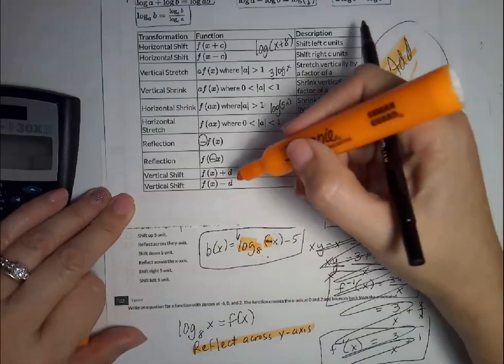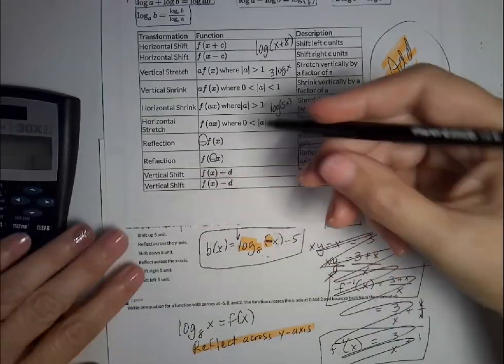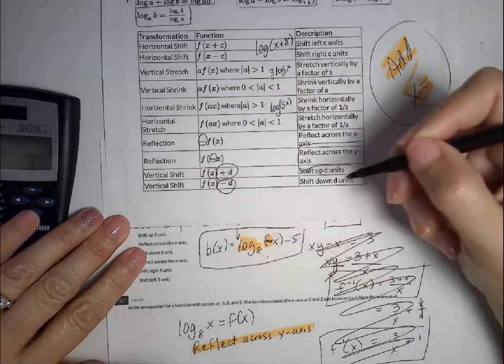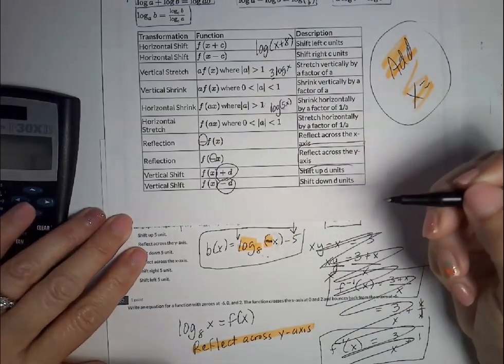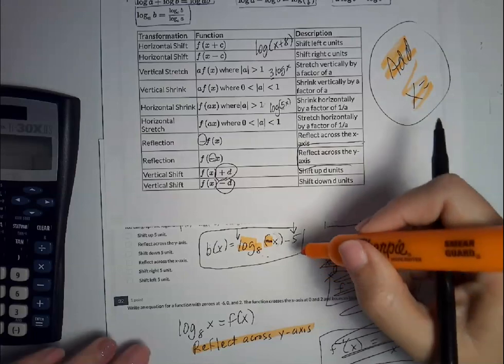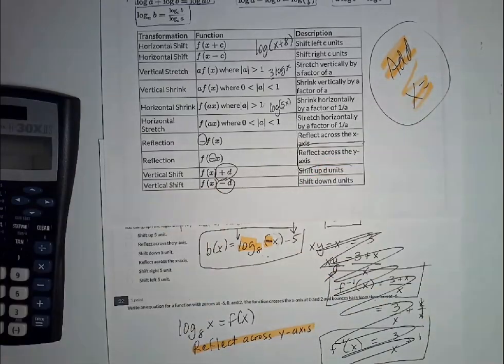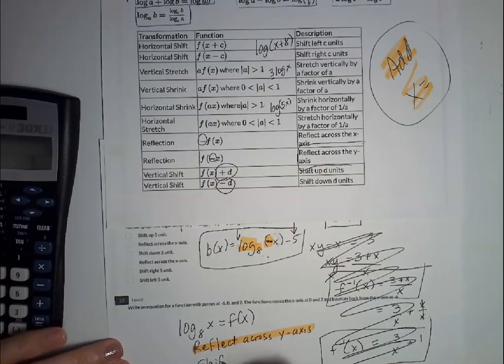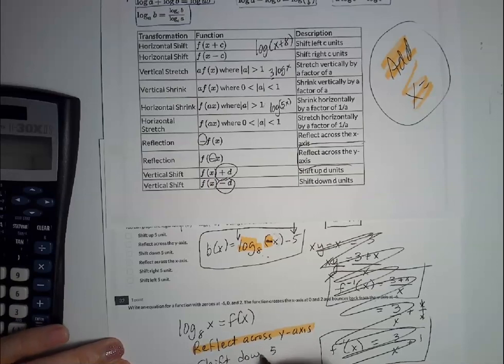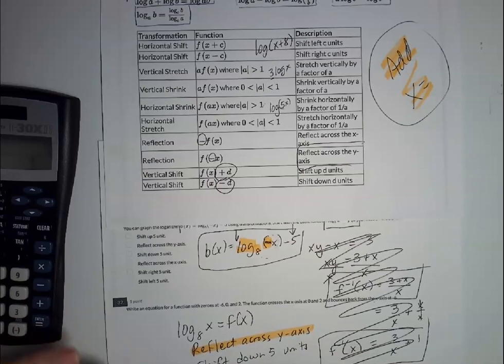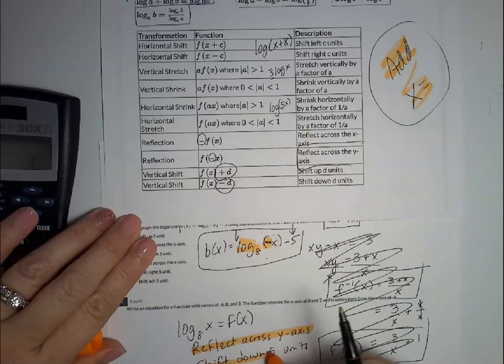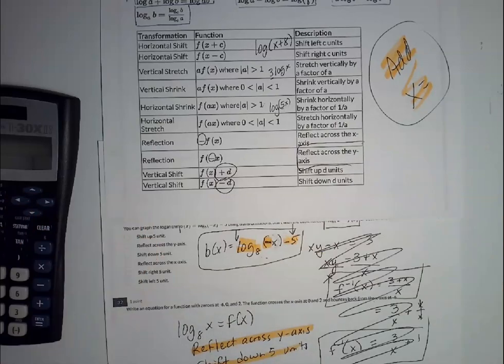So now we want to keep going. Do we have a vertical shift up or down? And that means we're going to add or subtract outside the basic function, and that's what we have here. So we have a minus 5, so that means we're going to shift down 5 units. And that's addressing this.